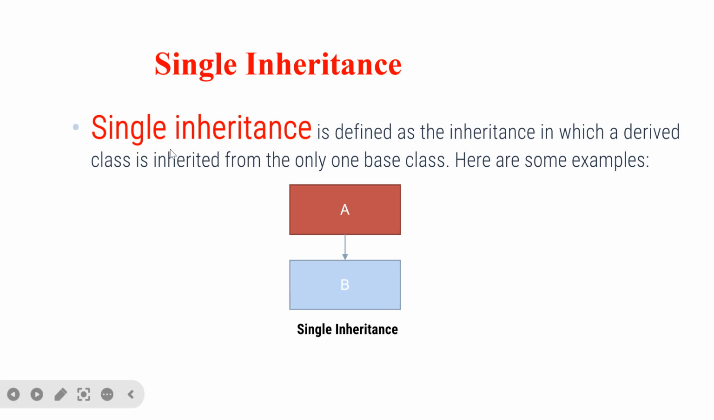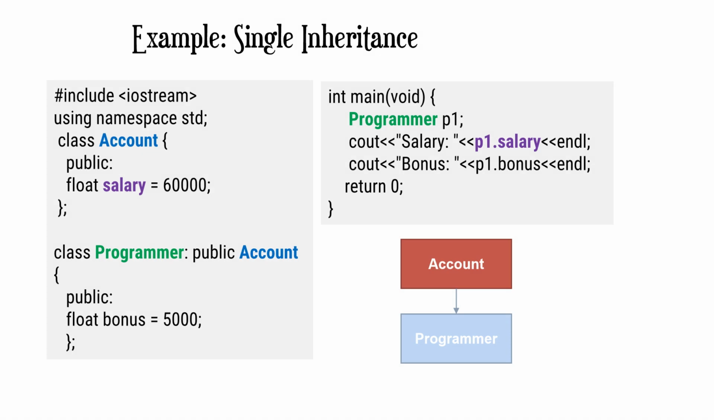Single inheritance is defined as one in which a derived class is inherited from only one base class. Here we can see one example. So here we have the class named account, and account is the base class, and we have the derived class, programmer. So programmer is derived from account publicly.